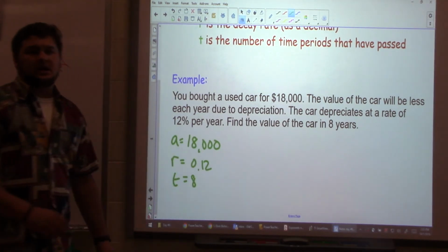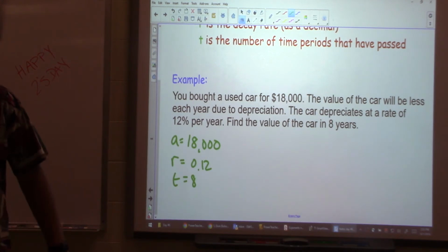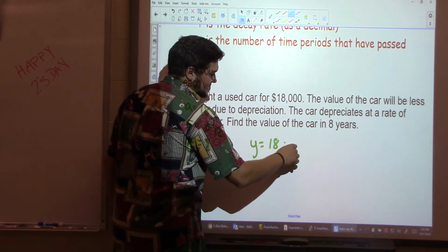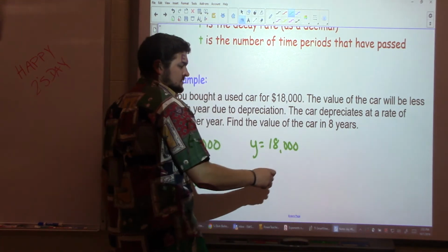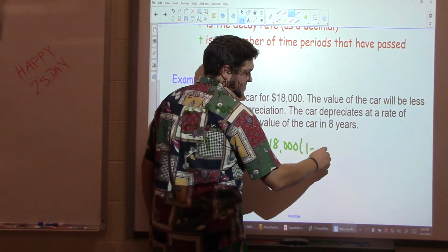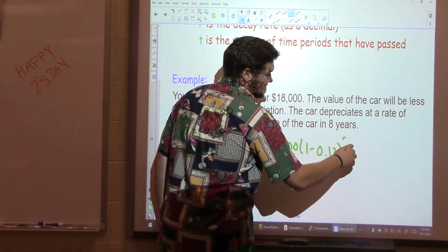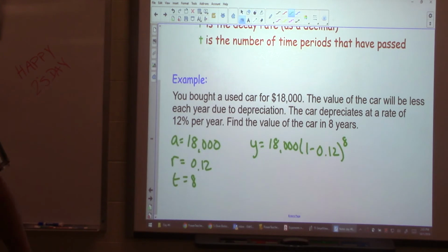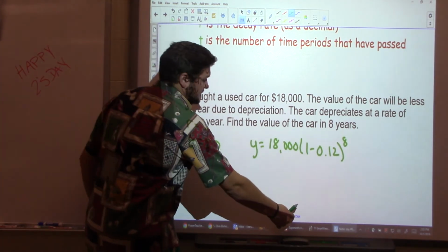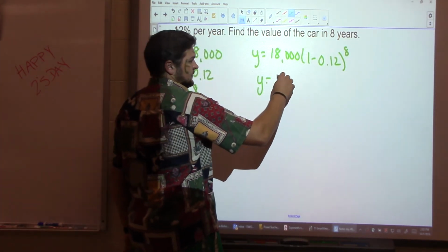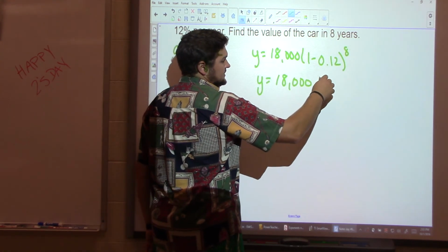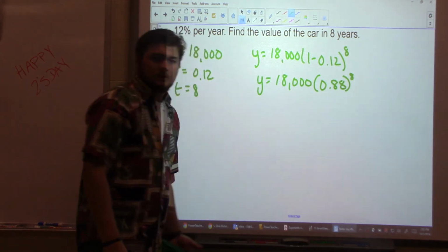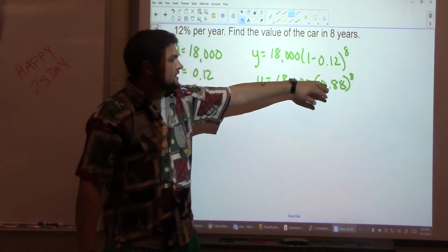So I don't know what my car is worth after 8 years. So y equals 18,000 times 1 minus 0.12 to the 8th power. You could put it in your calculator like that, or you could do 1 minus 0.12, which would be 18,000 times 0.88 to the 8th. Right? Same thing, I just did a subtraction.